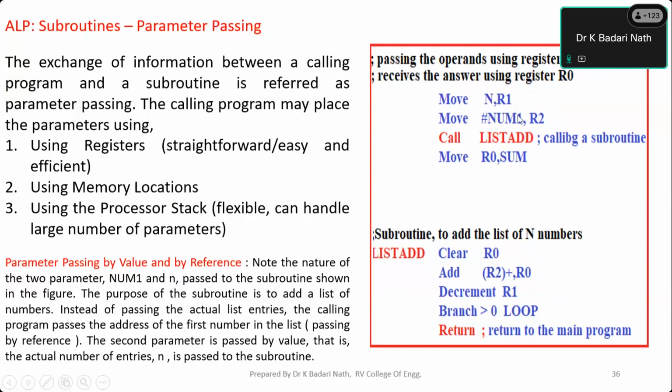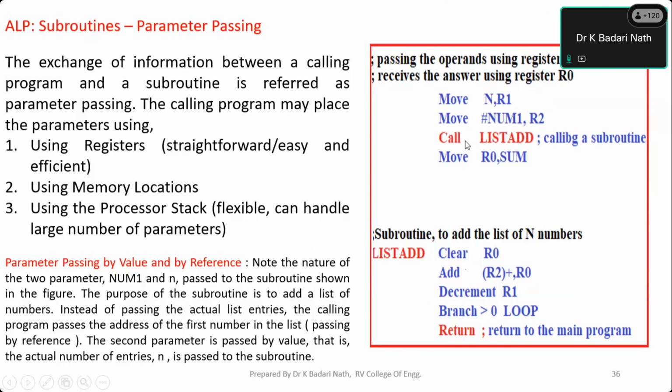Since R1 is accessible inside the subroutine, you can call it pass by value. Now, hash num1. Num1 is a pointer. It is referring to the numbers stored in the memory. When I say hash num1, it is the address where all the numbers are stored. I am passing this address into R2. Now R1 and R2 are both being passed to the subroutine called list addition, but one contains the value, and the other contains a pointer. We should remember that.